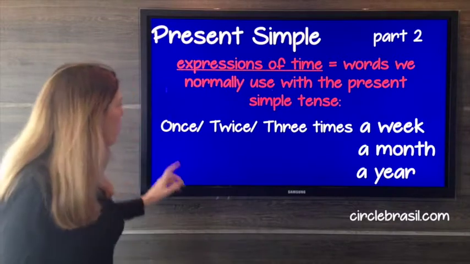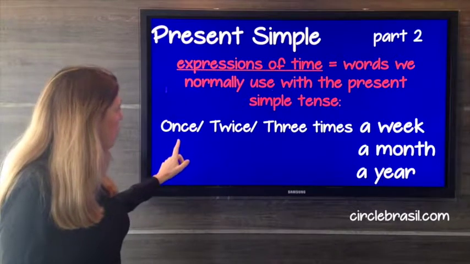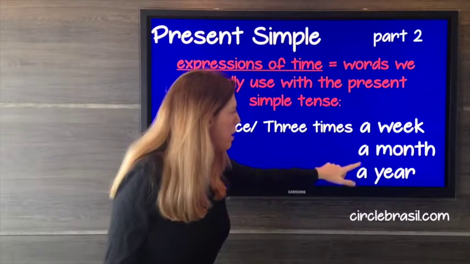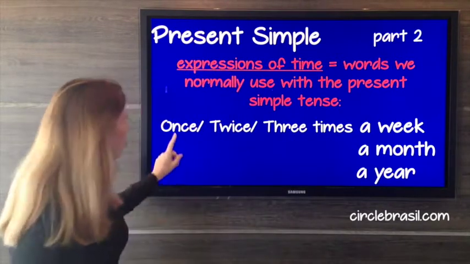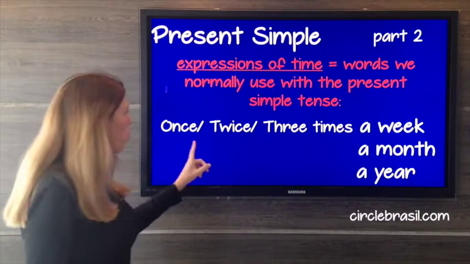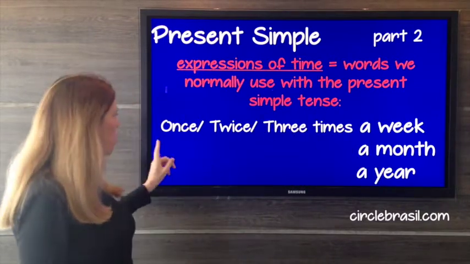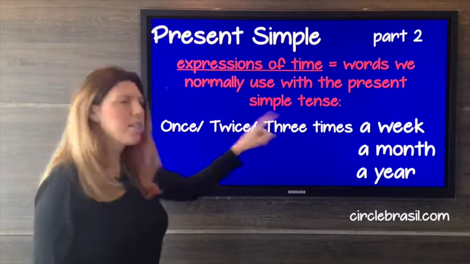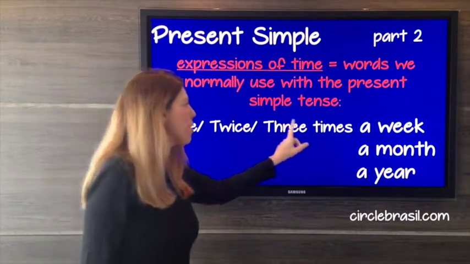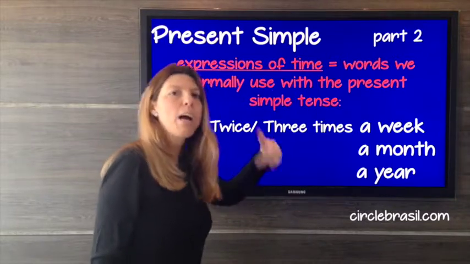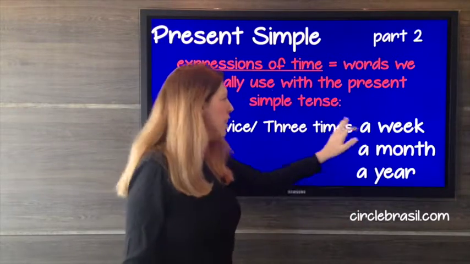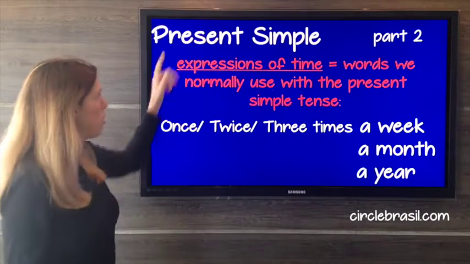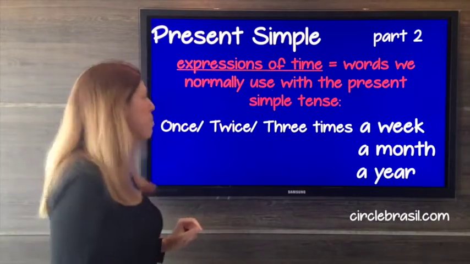So again, we know that expressions of time are words that we usually use with the present simple. We also have once, twice, 3 times a week, a month, a year. So I can say, guys, once a week, twice a week, once a month, once a year, twice a month, twice a year, or 3 times, okay? 4 times, 5 times, 6 times a week, a month, a year, all right? That's another expression of time that we normally use with the present simple.